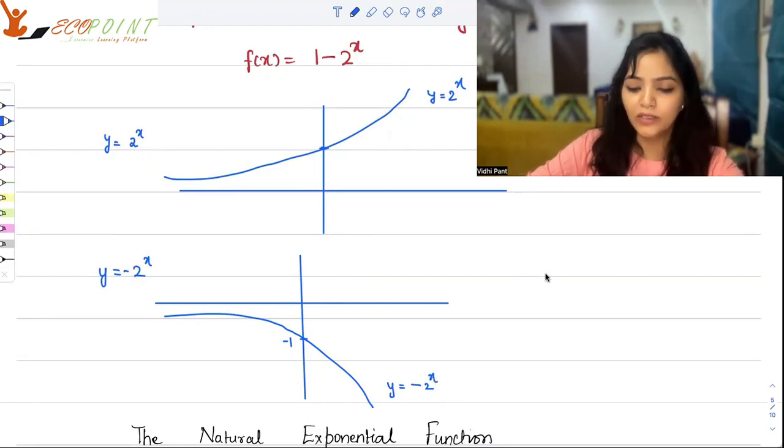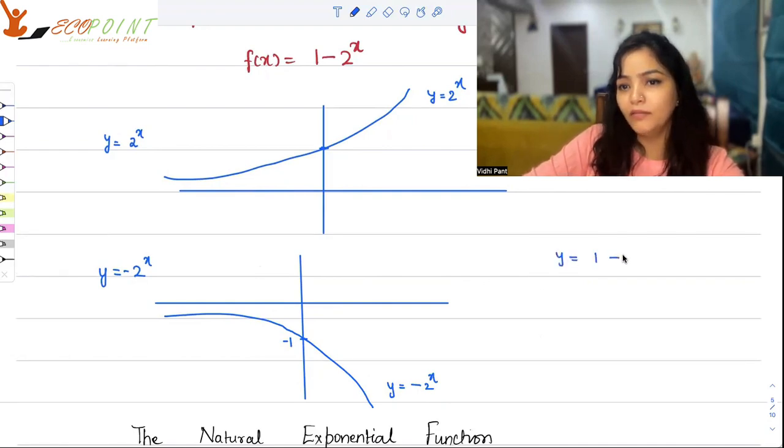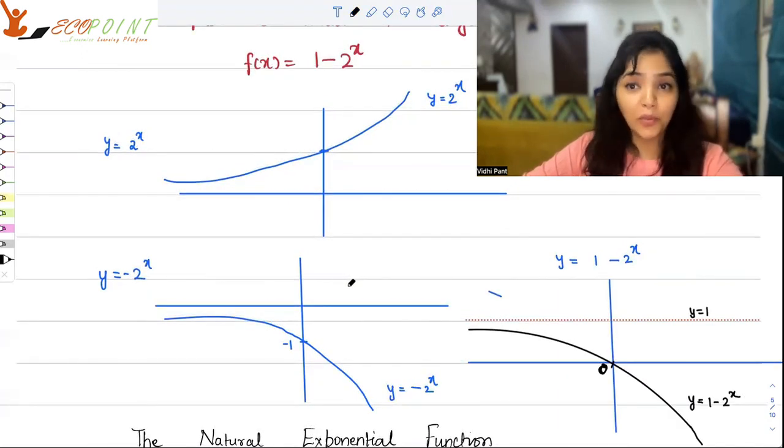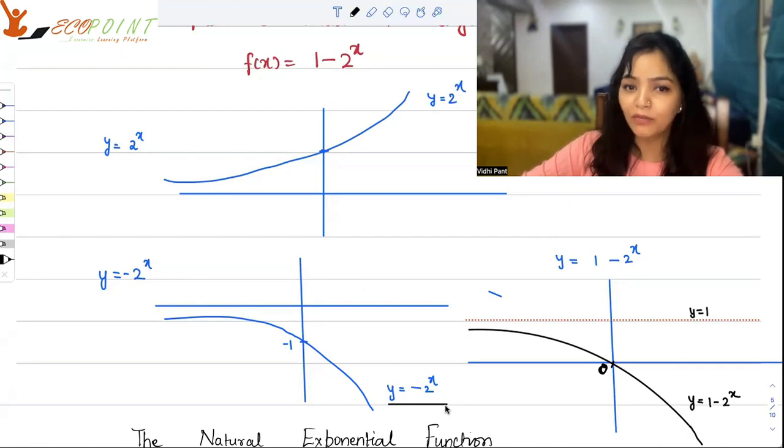And now what are you interested in? You're interested in y equals 1 minus 2 to the power x. That means you're adding 1 to this graph. So when you add 1 to the graph of minus 2 to the power x, what will happen? The point which meant y equals minus 1 for you will now be 0. So the graph shifts up. What was the x-axis for us in y equals minus 2 to the power x? The role will now be played by y equals 1. And there is this upward shift, right? So this is what the graph will look like.